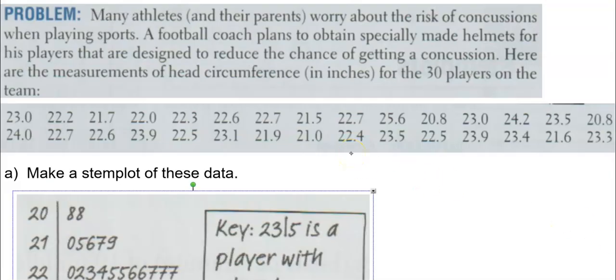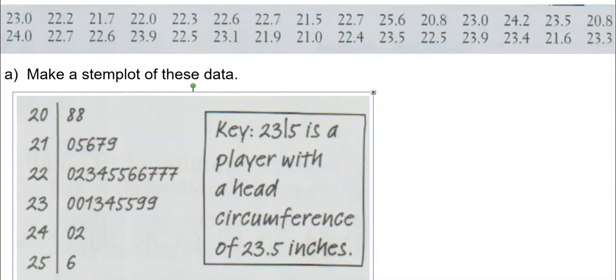Many athletes and their parents worry about the risk of concussions when playing sports. A football coach plans to obtain specially made helmets for his players that are designed to reduce the chance of getting a concussion. Here are the measurements of head circumferences in inches for the 30 players on the team. The coach got a tape measure and measured each player: player 1, 23.0 inches; player 2, 22.2 inches; player 3, 21.7 inches. He measured all the heads and wrote them down.